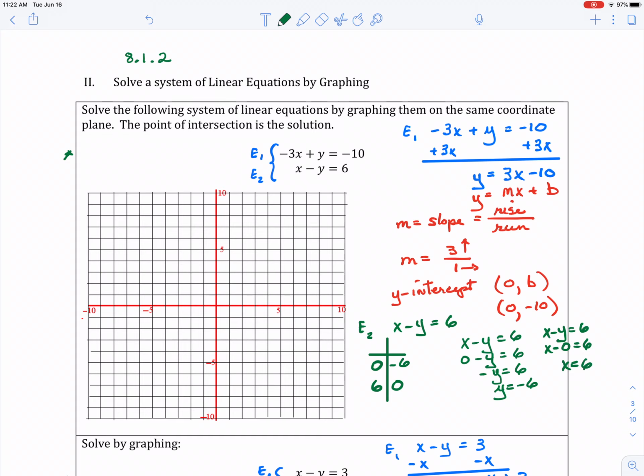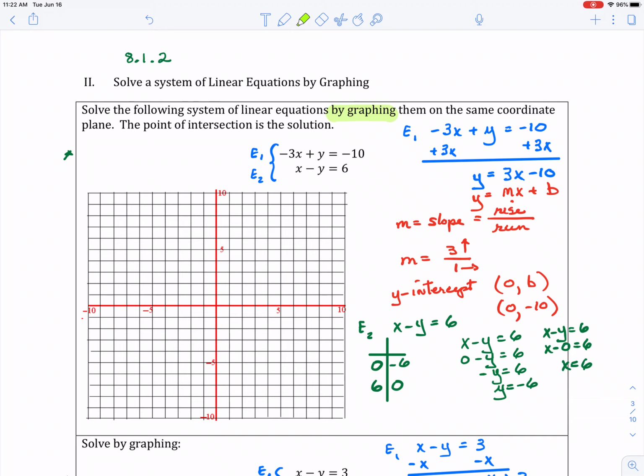So in the previous video, you were given the solution and asked to check the ordered pair in both equations to see if they balanced. This time, you're not given the solution. You're given two equations, and you're asked to find the solution. And the technique this time that we're going to be using is to find it by graphing.